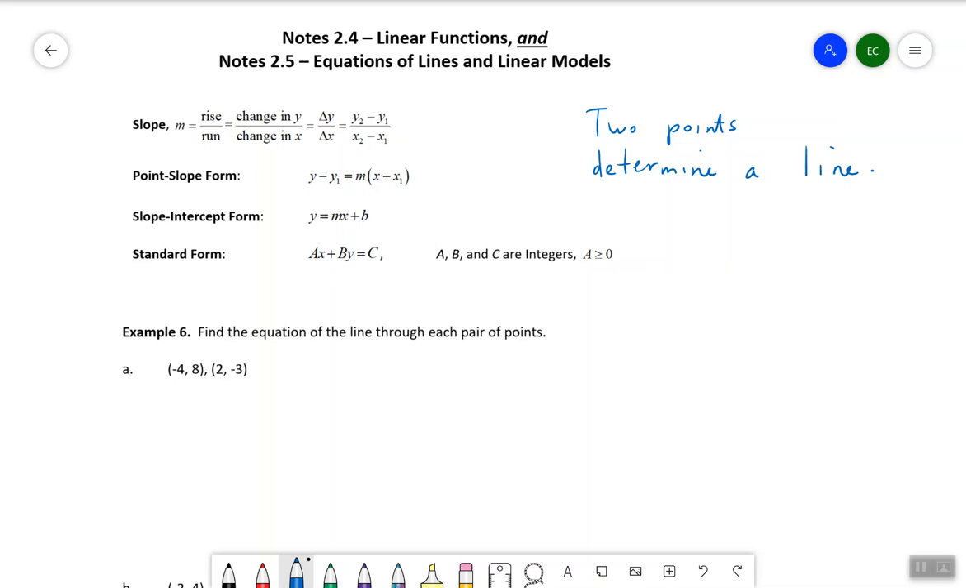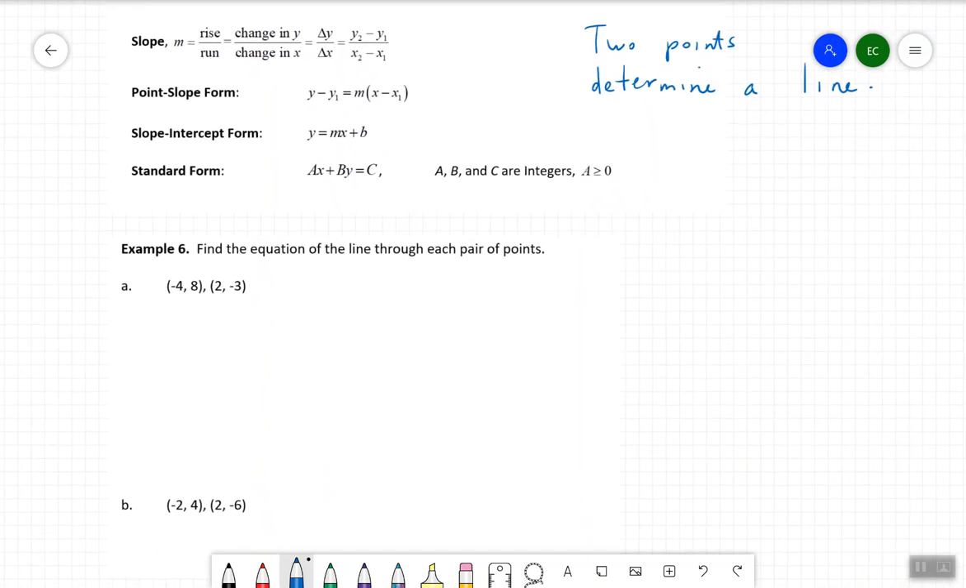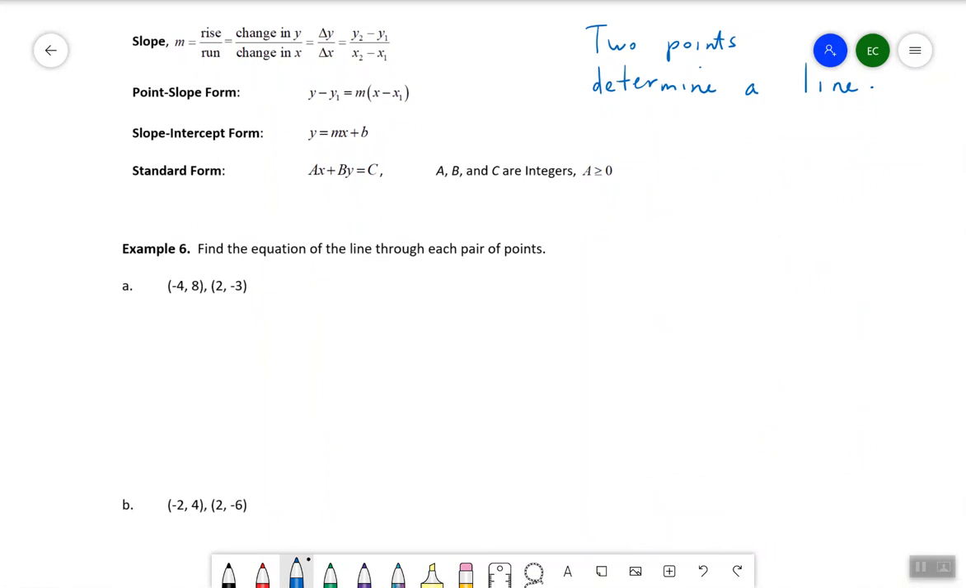And so what is that particular line, for example, for the points at (-4, 8) and (2, -3)? This is an important problem, and one that's often on the exam. The first thing that we want to do to answer this question is find the slope. So this is really a two-step process. One, find the slope.